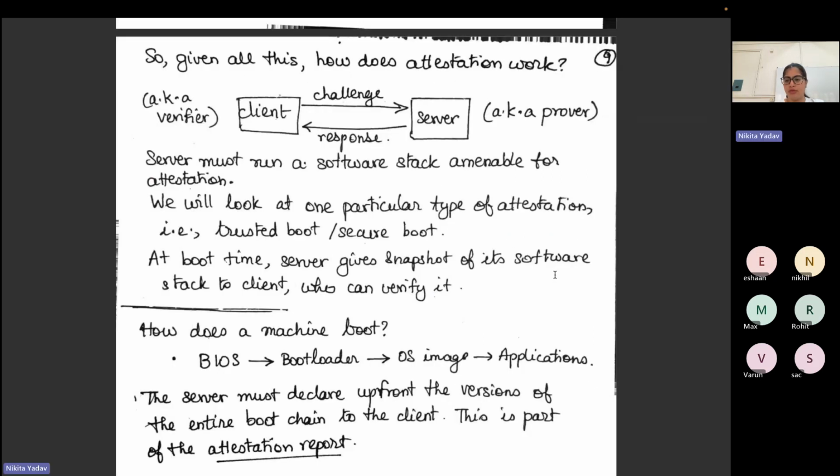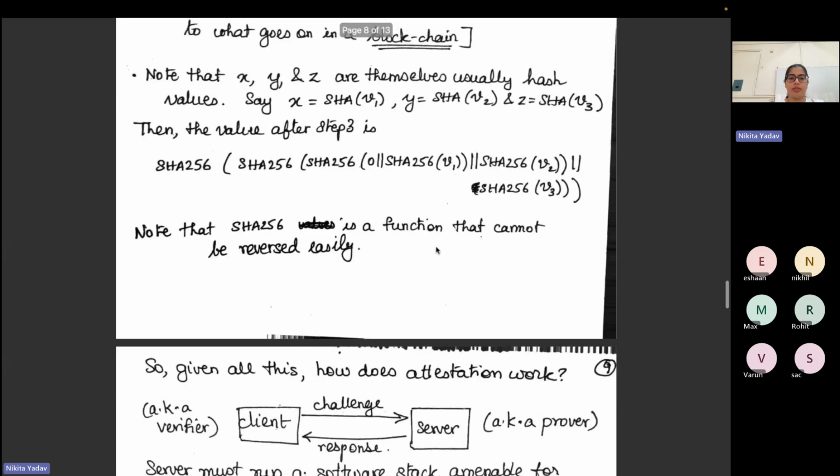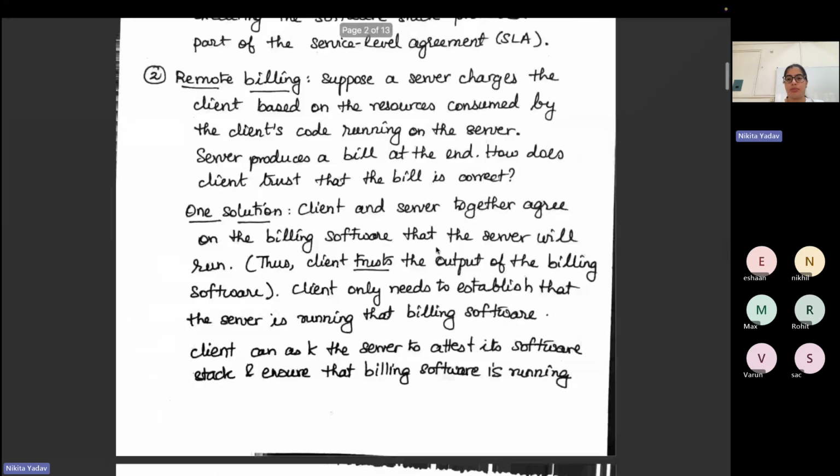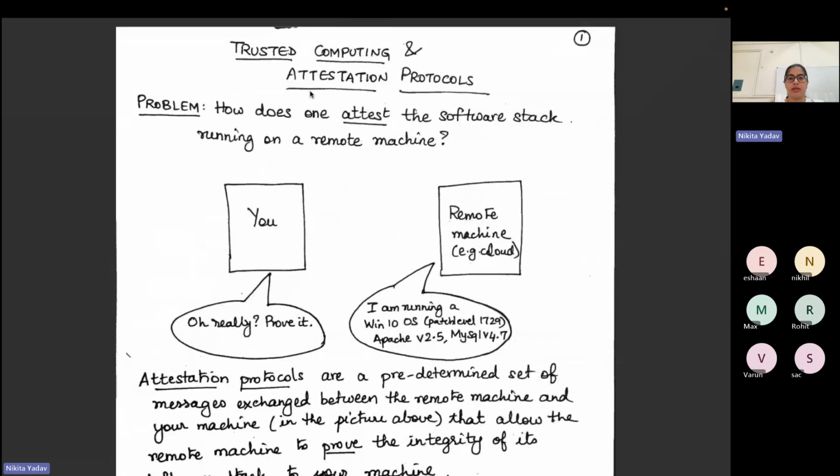And for a couple of minutes, let me just go over from the beginning what we were discussing. We are discussing trusted computing and attestation protocols. Trusted computing is a mechanism. What it means is that you want some mechanism by which you can ensure that the computer is behaving in expected ways.